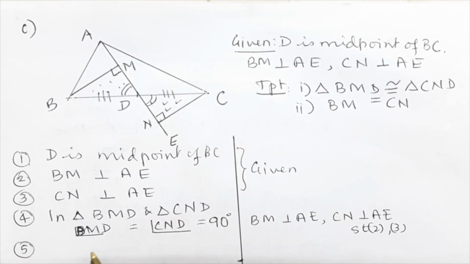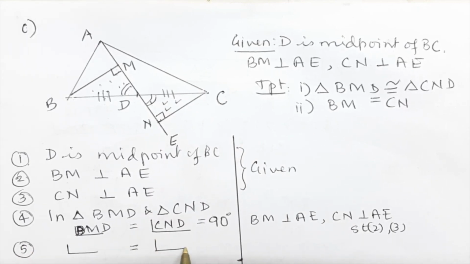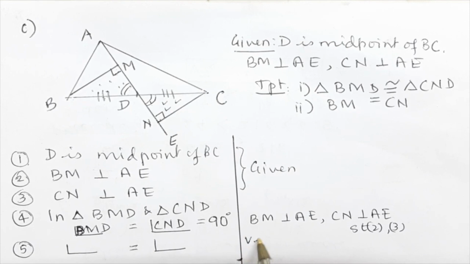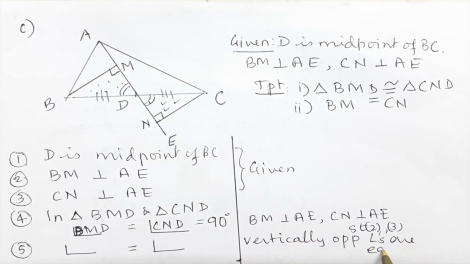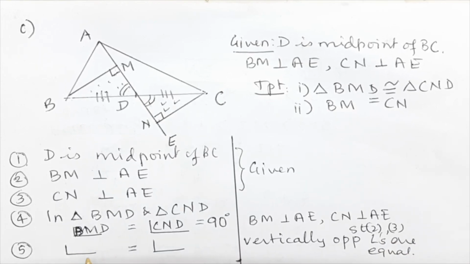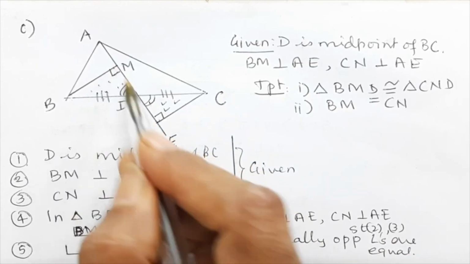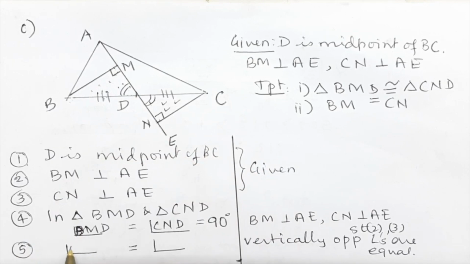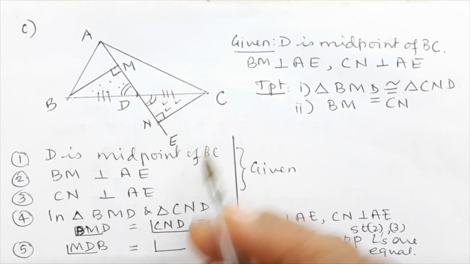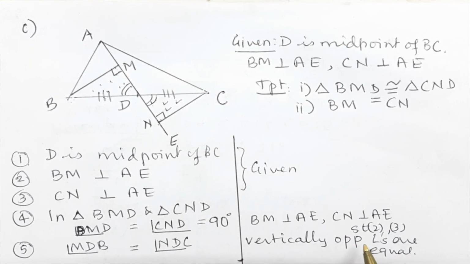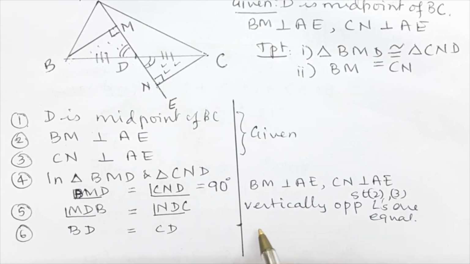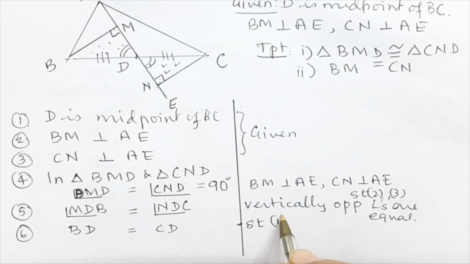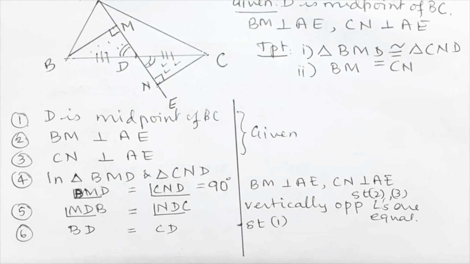Then we come to statement number 5. Again, pause it. The two angles which are vertically opposite. Okay, now check your step. It will be MDB and NDC. Did you get it right? Good. Statement number 6, we will have BD equal to CD. This will be because of statement number 1, because D is the midpoint, correct?